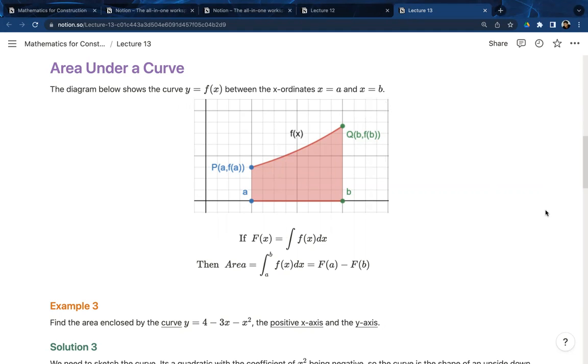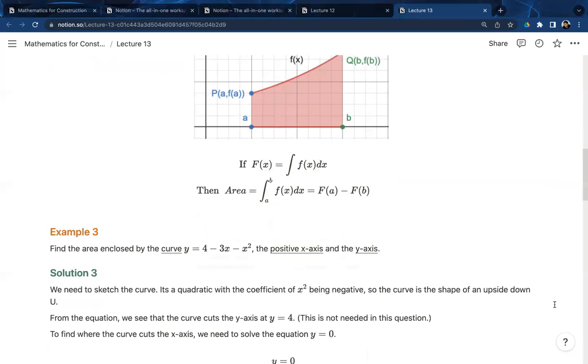If you have a curve here, f of x, between the x coordinates a and b, these are x values, then if capital F of x is the original function, meaning you integrate the f of x with respect to x, then the area under the curve between a and b is the definite integral of f of x dx, which is basically the integrated function that you get, substitute a and subtract it from the substitution of b. So we saw it here in this example.